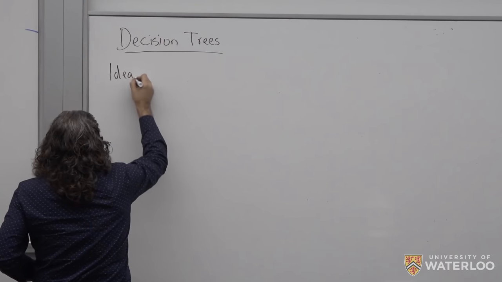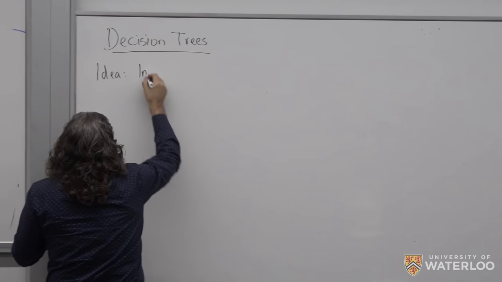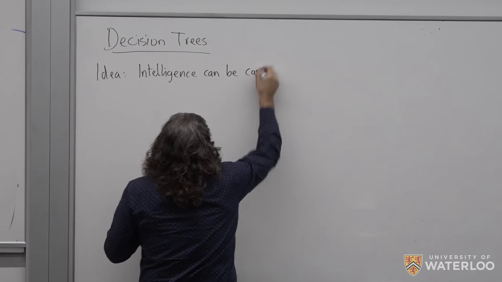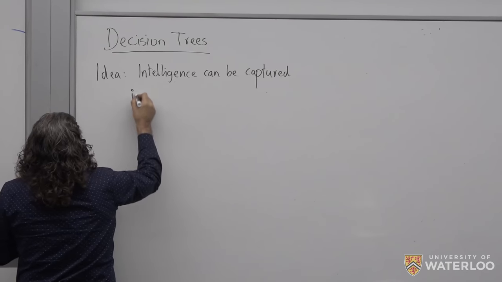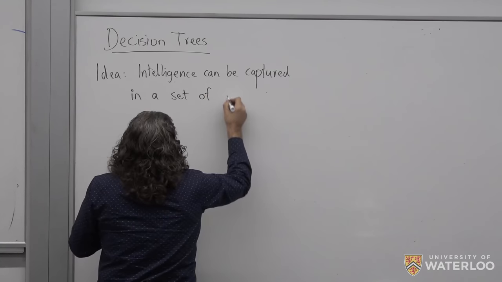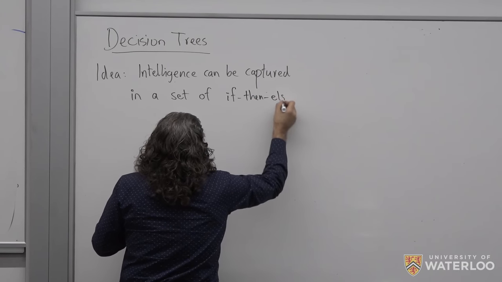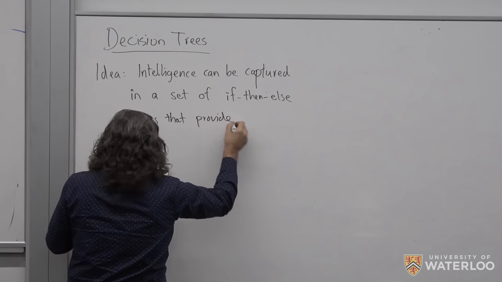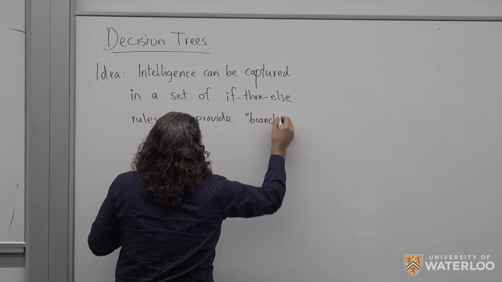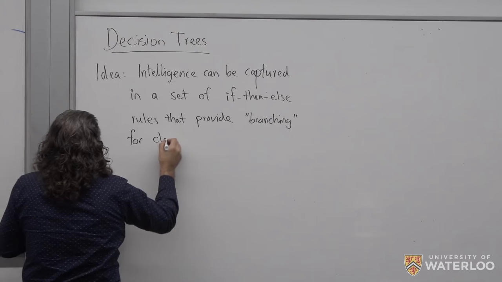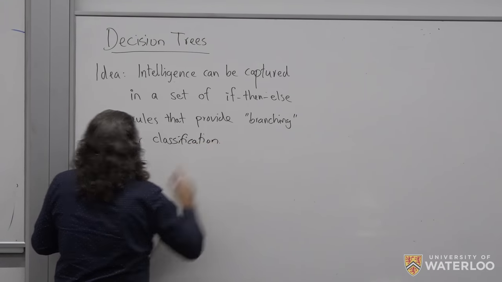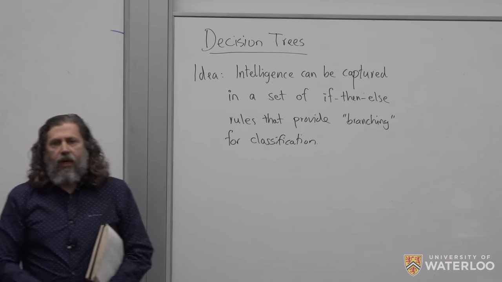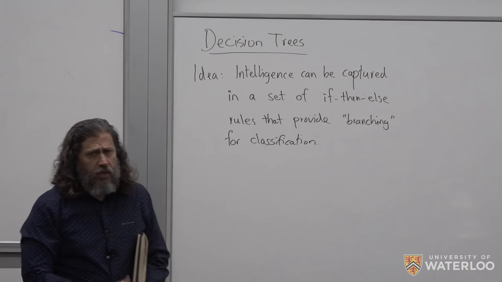And the idea of decision trees is basically that intelligence can be captured in a set of if, then, else rules that provide branching for classification. Which means from the get-go that decision trees will be a technique like neural networks, like SVM. They do classification. So they have been around for quite some time.